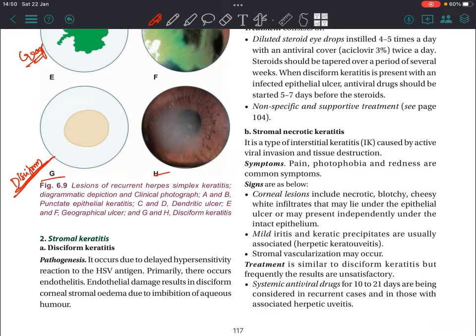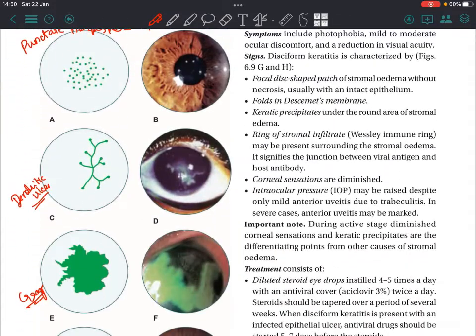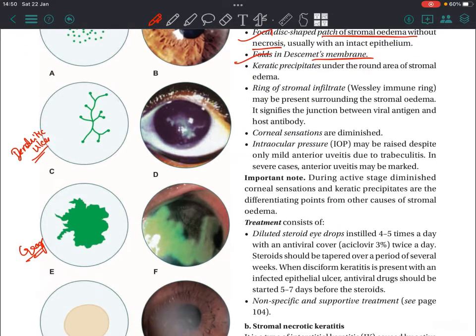Stromal keratitis, disciform keratitis. It occurs due to delayed hypersensitivity reaction to HSV antigen. Primarily, there occurs endothelitis. Endothelial damage results in disciform corneal stromal edema due to imbibition of aqueous humor. Symptoms: photophobia, mild to moderate ocular discomfort, reduction in visual acuity. Signs: focal disc-shaped patch of stromal edema without necrosis, folds in Descemet's membrane, keratitic precipitates around the area of stromal edema, ring of stromal infiltrate, Wessely immune ring.